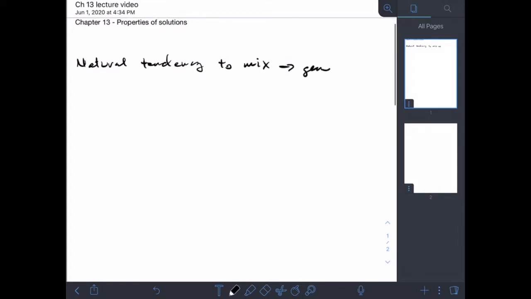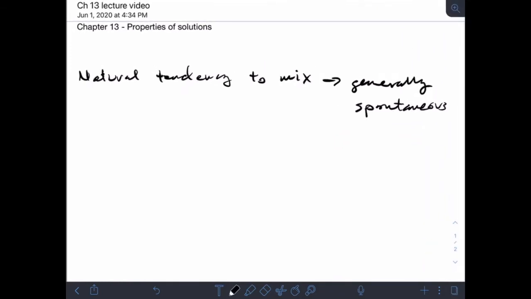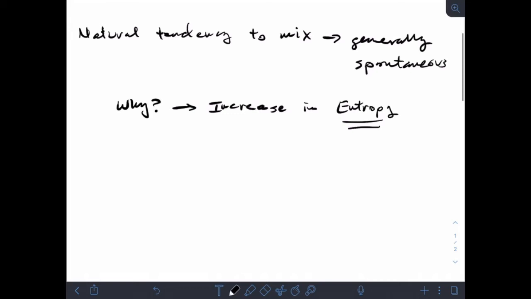This is generally a spontaneous thing. And we want to ask the question, why is it spontaneous? Because it leads to an increase in entropy. So increasing entropy is the way the universe wants to operate. The universe wants more ways to be.